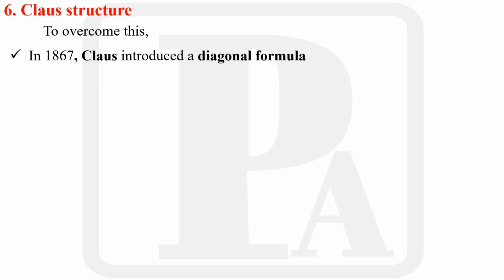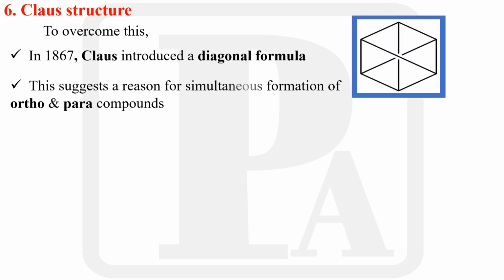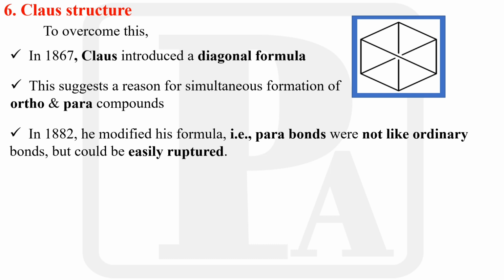The next scientist is Claus. To overcome the problems faced by Kekulé, in the year 1867, he introduced a formula called the diagonal formula like this. This formula gives a reason for the simultaneous formation of two products, the ortho and para products. In the year 1882, he modified his own formula. Here the para bonds are not like ordinary bonds, and that's why they can be easily ruptured or broken.